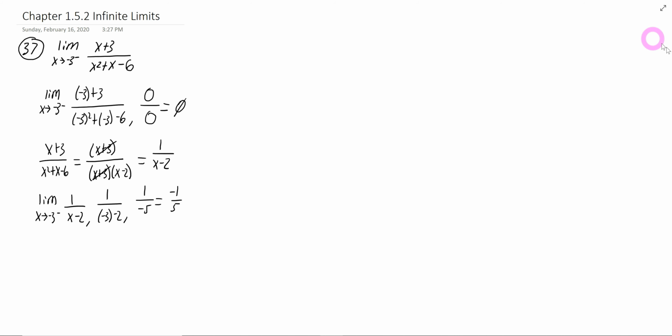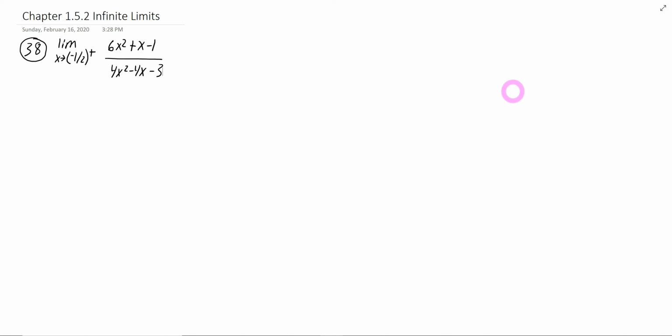Alright, so now we'll move on to question number 38. So in 38, we're looking at the limit as x goes to negative 1/2, and we're looking at it to the right of it, of 6x squared plus x minus 1 all over 4x squared minus 4x minus 3. So in this question, we're once again just going to plug in our limit value. So we're going to have the limit as x goes to negative 1 over 2 from the right.